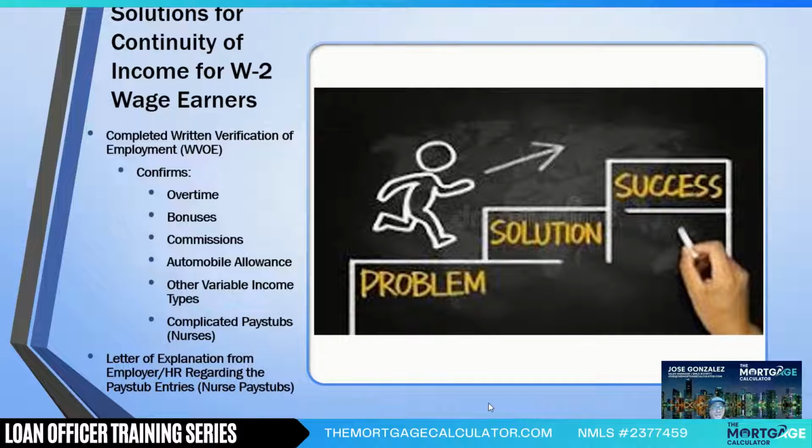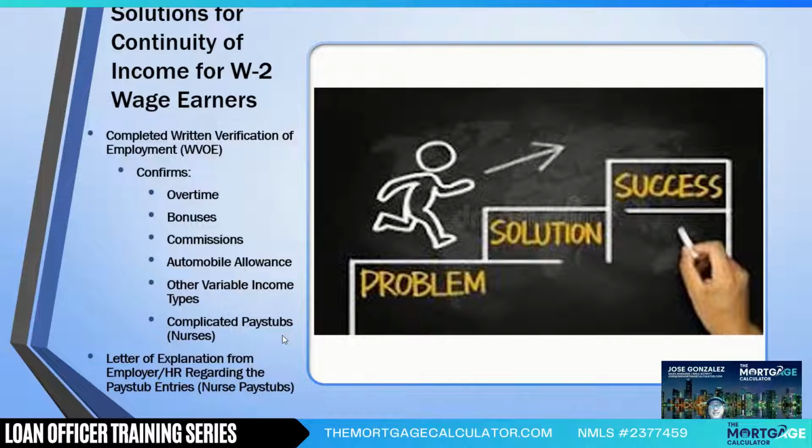So again, you wouldn't know any of that properly, and the same pertains to bonuses, commissions, and automobile allowance, right? That's one that in some cases is quite a bit of money, especially if they're paying for it as a debt, but then it gets reimbursed by their employer for their car payment and gas and this and that. It could make a big difference in qualifying for a loan or not. And other variable income types.